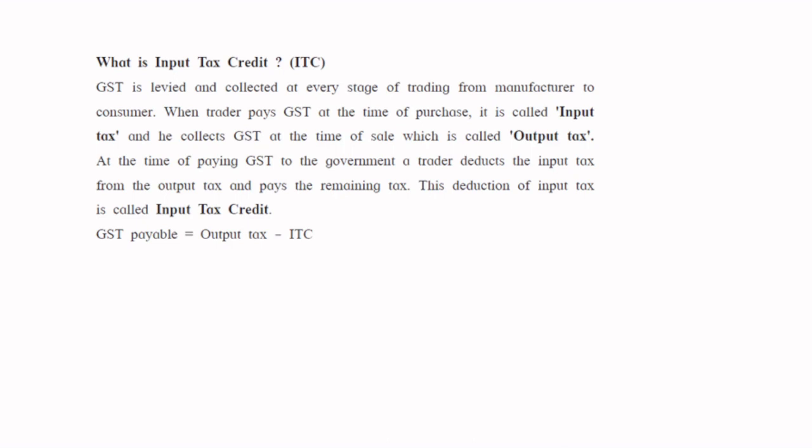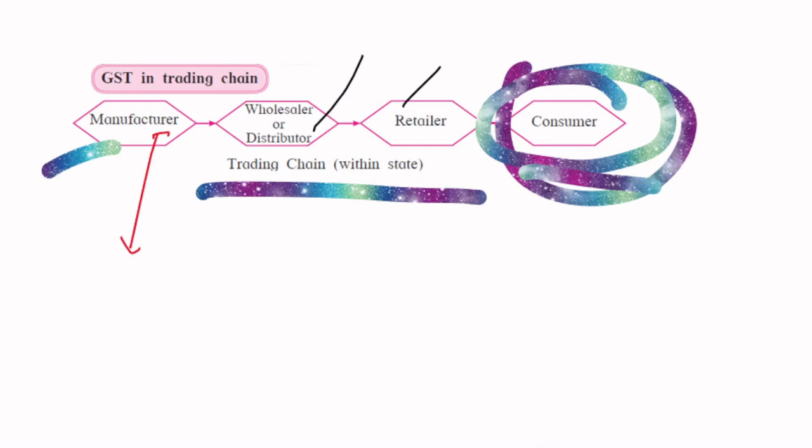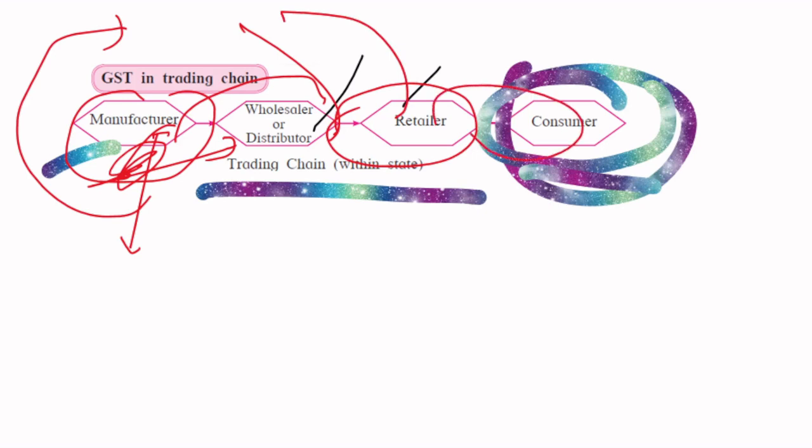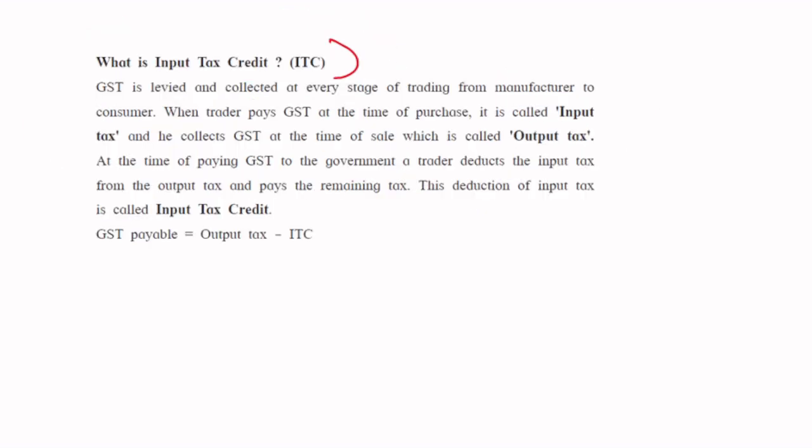Before that, we need to know what input tax credit is. For example, initially in this case, the manufacturer will produce something and that will go to the wholesaler or distributor. Whenever the manufacturer sells to the wholesaler, he has to pay some taxes to the government, and he will not pay those taxes from his pocket, he will collect them from the wholesaler. Similarly, the wholesaler will pay some taxes and collect them from the retailer. The retailer will pay some taxes and collect them from the consumer. This process is there, and in the end the consumer has to bear the taxes.